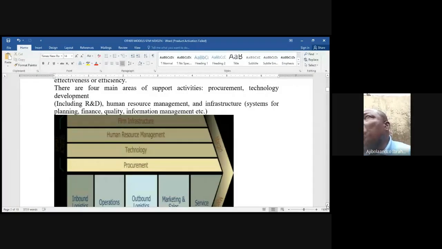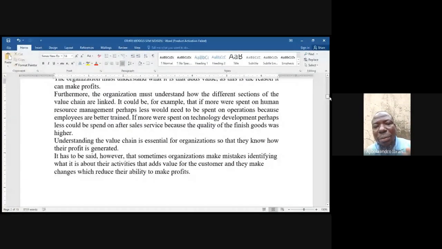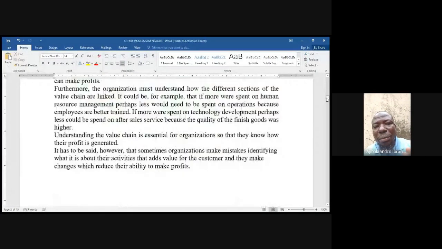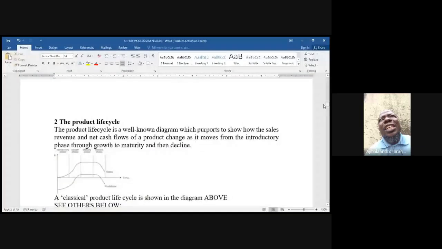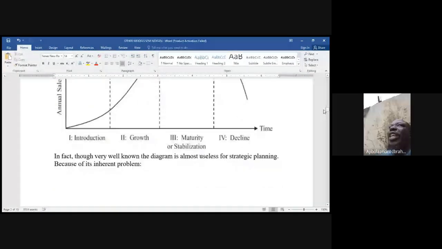So this one is not showing on the product life cycle, because there's no inflow at that particular time. Product life cycle wants to show what the sales value is, what the sales volume is, and what the challenges are at each stage. Now, coming to the inherent problem. Number one, if you check, there is no guarantee that any or all products are going to go through those particular stages.